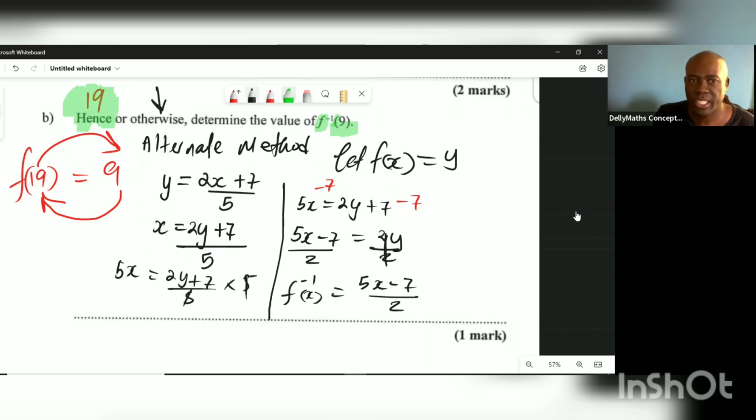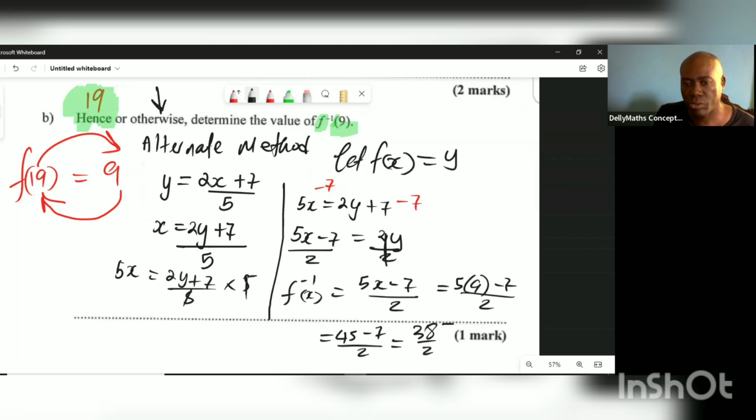So let us work it out and you'll see. So we're talking about 5 times 9 minus 7 over 2. 5 9s, that's 45 minus 7 over 2. That is 38 over 2. That is 19.